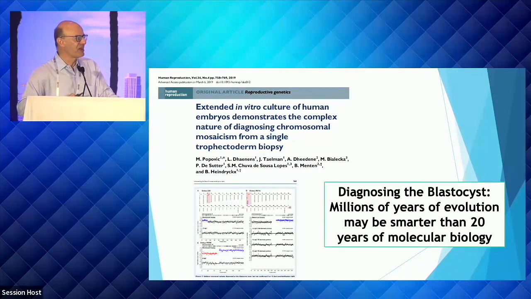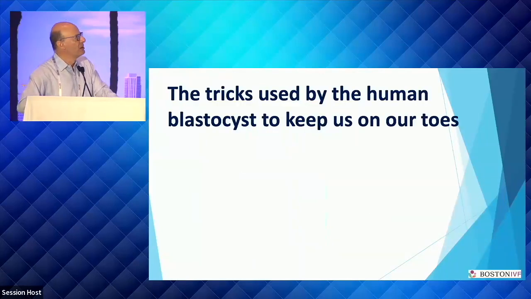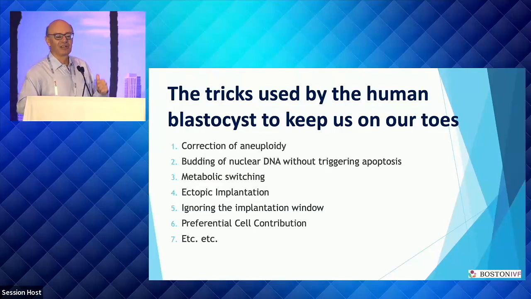So diagnosing the blastocyst is interesting when we're doing these techniques. Millions of years of evolution may be smarter than 20, 30 years of molecular biology. We have to be really careful when doing these diagnostic techniques, and Santi's right, PGT is an amazing technique, but the embryo has a lot of tricks up its sleeve to fool us, because the aim of every human embryo is to have a baby. So it has a lot of things it wants to do to survive. It can correct aneuploidy maybe, that's controversial.